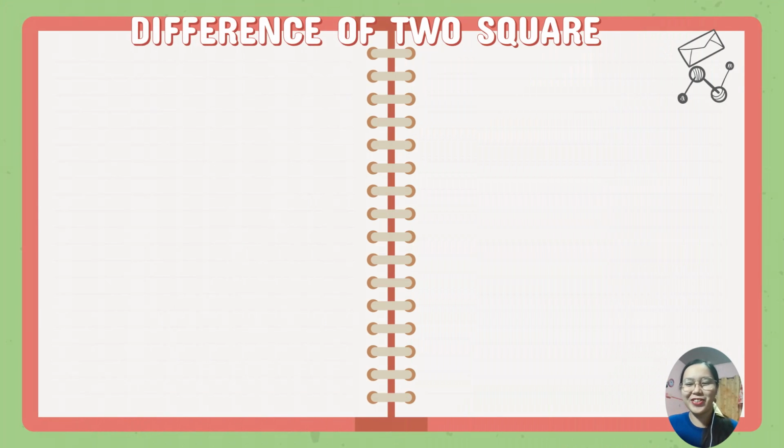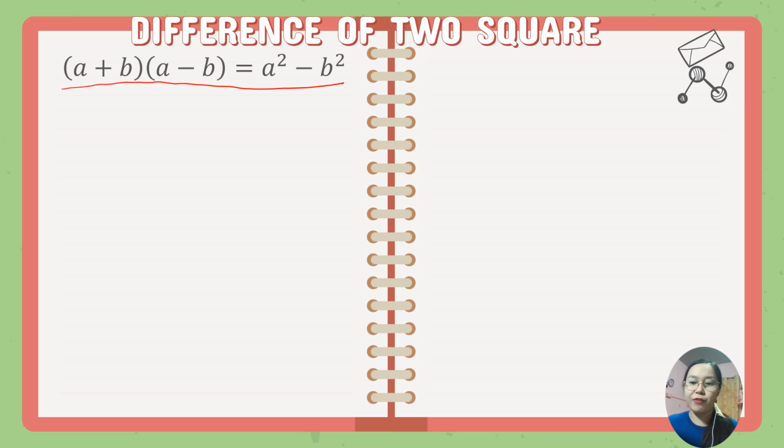Difference of two squares, of course, we have a formula. (a plus b)(a minus b) is equal to a squared minus b squared. Don't forget this, because this is the difference of squares. Okay, let's have a product and a factor. Don't forget the product and the factor.